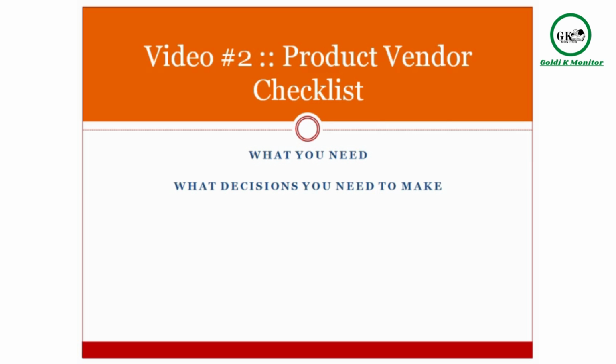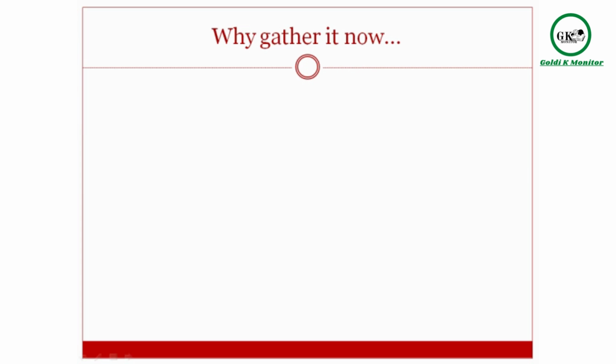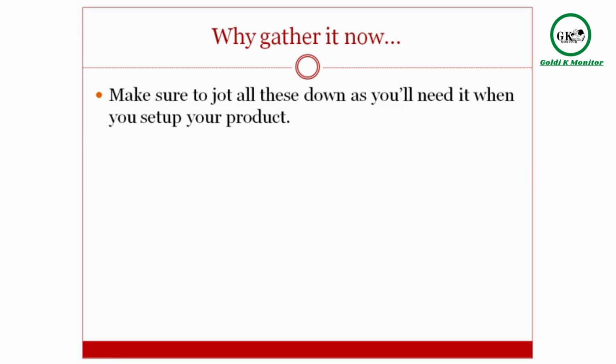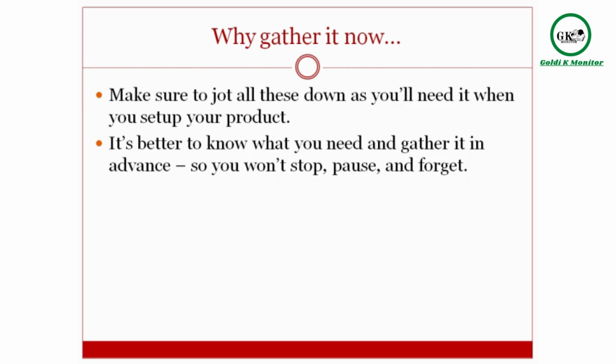Hello and welcome to video number 2, Product Vendor Checklist. We're going to talk about what you need and what decisions you need to make. So why gather it now? Make sure to jot all these down as you're going to need it when you set up the product. And it's better to know what you need and what kind of decisions you need to make beforehand so you don't stop, pause, and forget. My goal is to get your product onto JVzoo, but you have to do it yourself. So I've created this video course as easy as possible so that you're going to be able to do that.